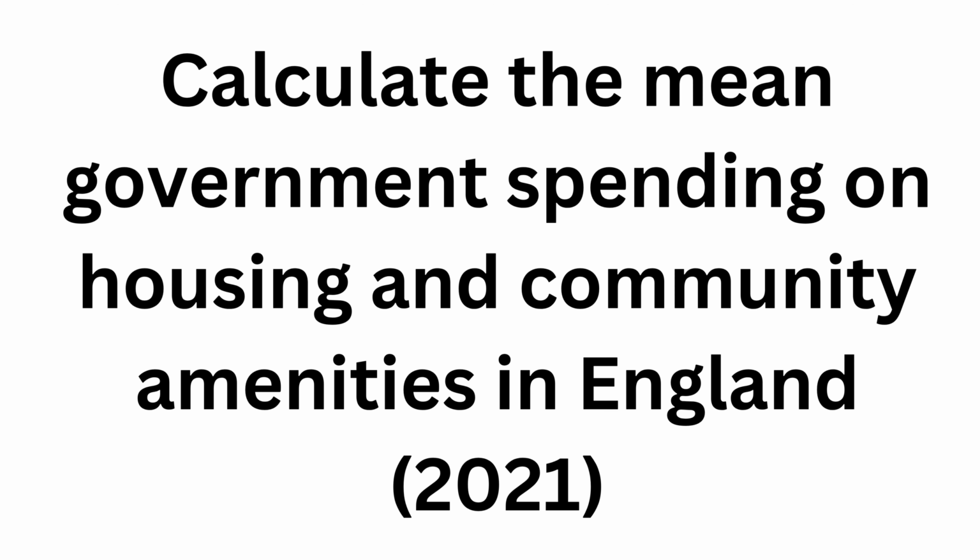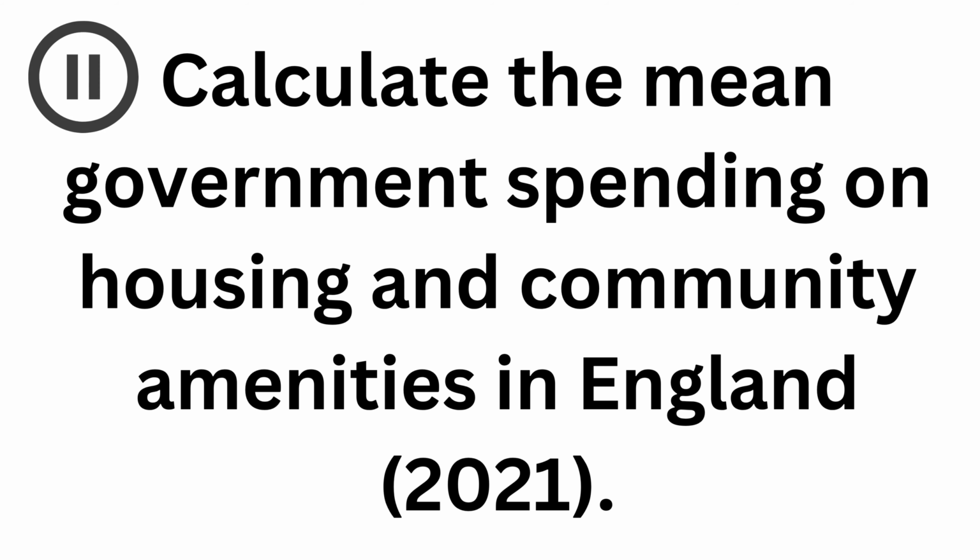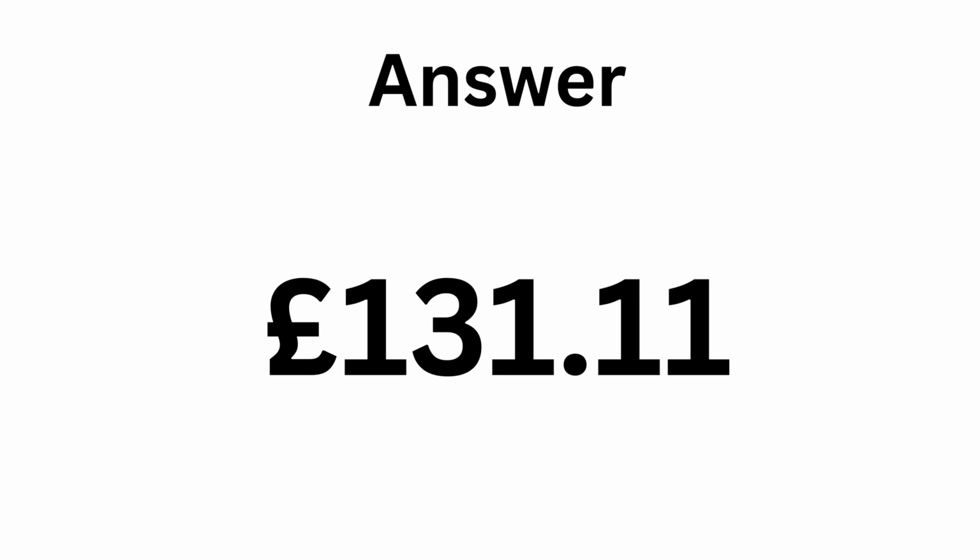Let's try calculating the mean for data in Figure 1 of the pre-release. Pause the video while you calculate the mean government spending on housing and community amenities in England from the table on page 2. The correct answer is £131.11. Notice how we included the pound sign as the data is expressed in pounds. We've also written our answer to 2 decimal points as this represents pence.